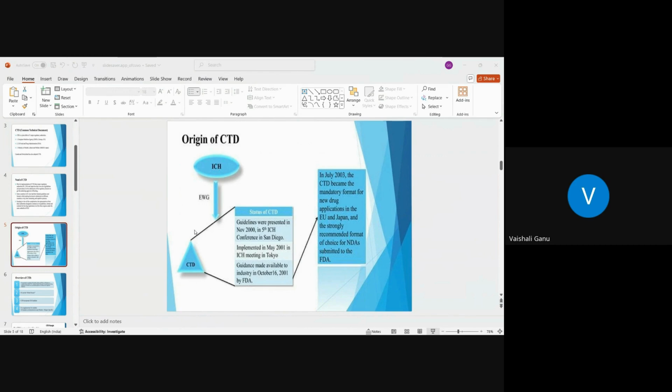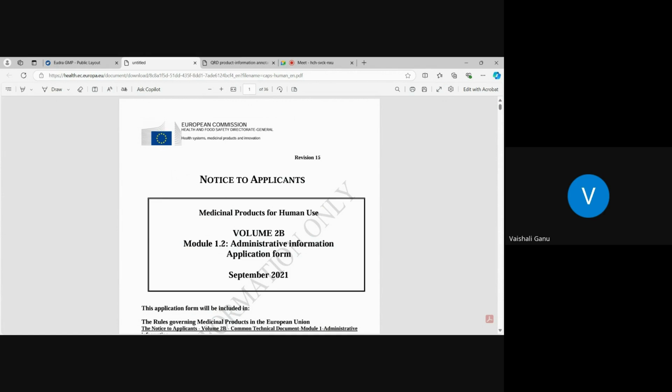And then it is organized into five modules. We'll be discussing each of those modules in the following slides. So before we really get into the real chunk of CTD, what these five modules are, let me show what the application form looks like, opening the EU application form. If you make the application to the European agency, this is the form you need to submit as an application form.